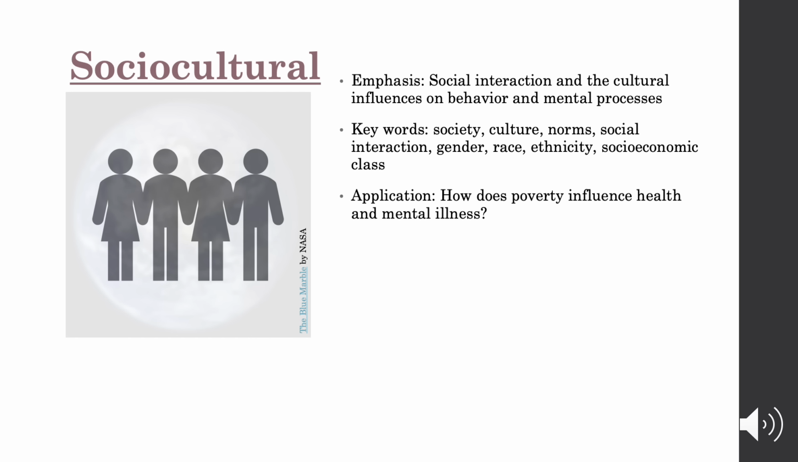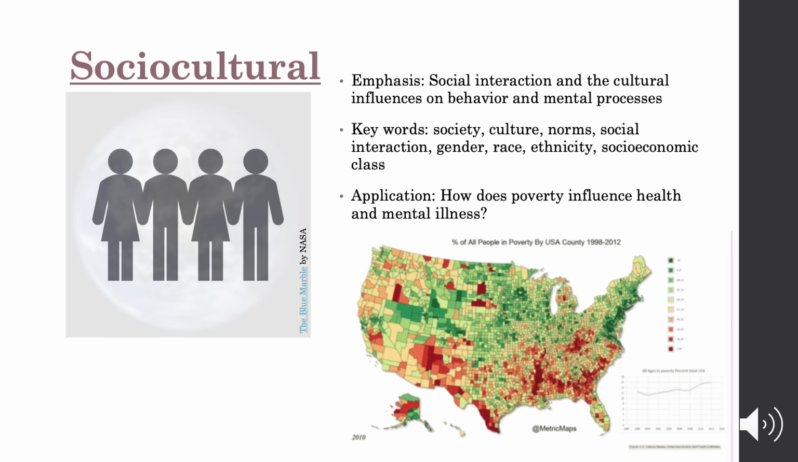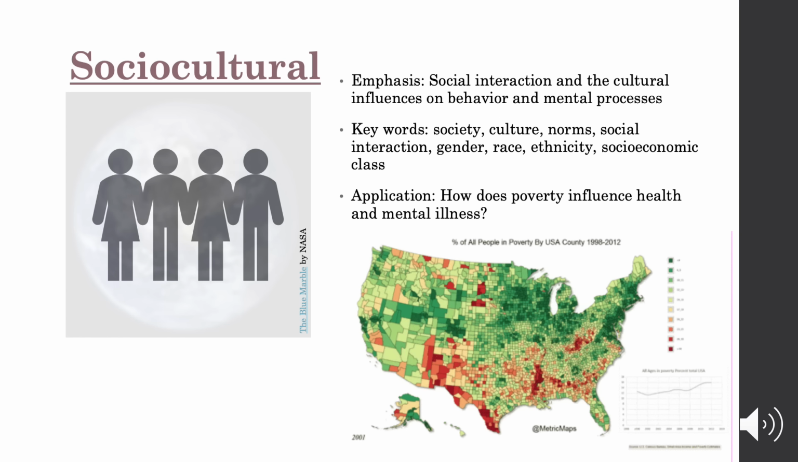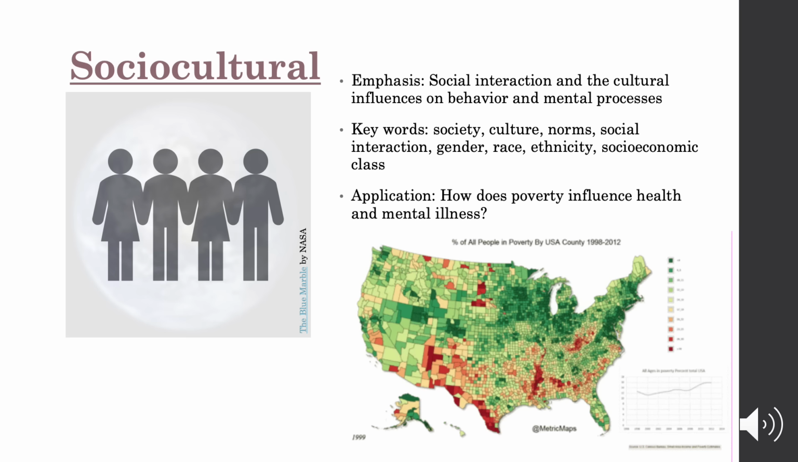A sociocultural theorist would be interested in questions like, how does poverty affect both health and mental illness? In this GIF, you can see how the rates of poverty changed in the US from 1998 through 2012. They increased dramatically throughout the South and parts of Appalachia. There's a relationship between these patterns of poverty and health and mental health outcomes.